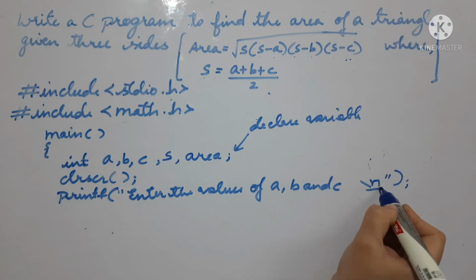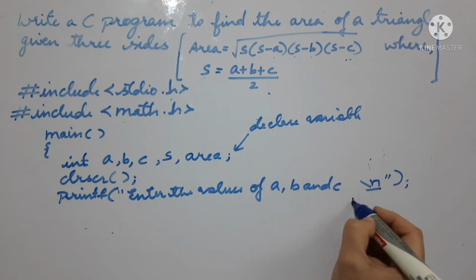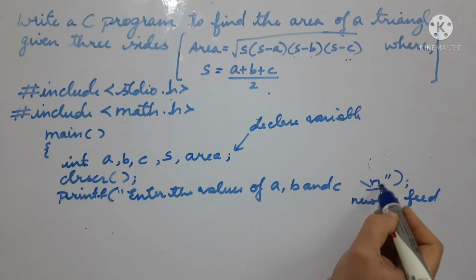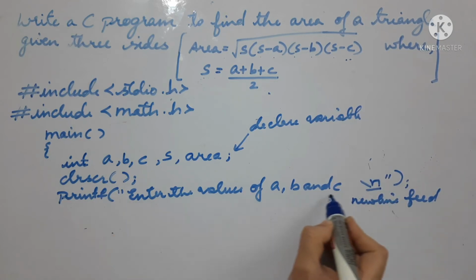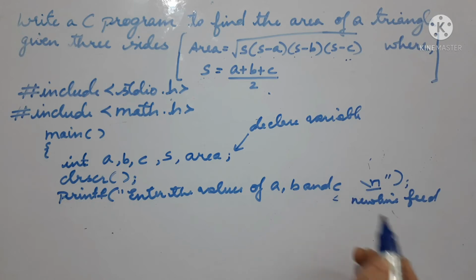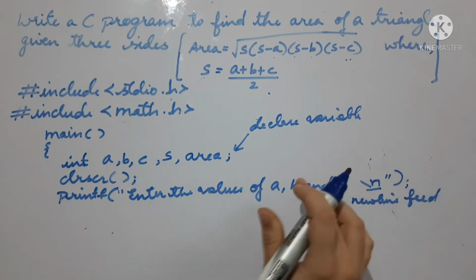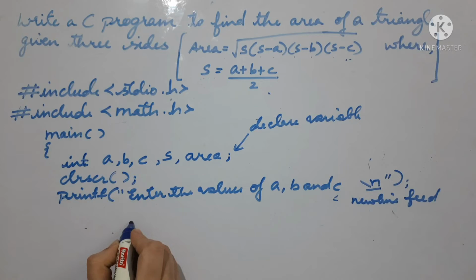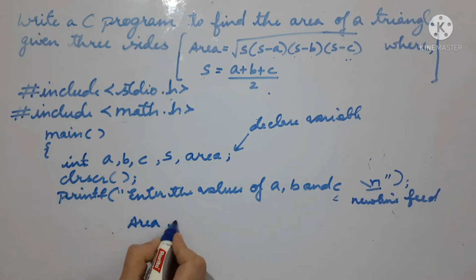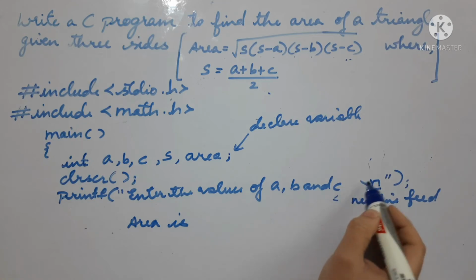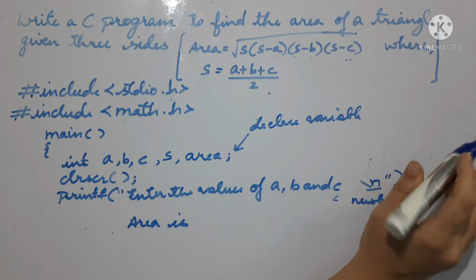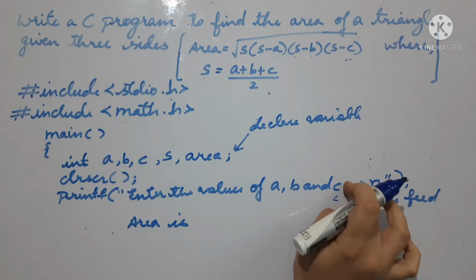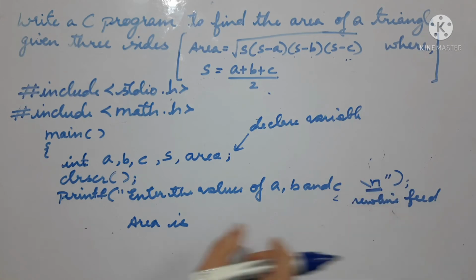Now what is this \n? \n is called a new line feed. That means a new line is inserted. After printing enter the values of A, B, C, what will happen? It will switch to the next line. Otherwise, everything will go on printing in the same line. For example, if after this I give another printf statement like area is, then it will be continued in the same line. I don't want that. That is why I am making use of a new line character. So after printing this line, the code will go to printing the next line.